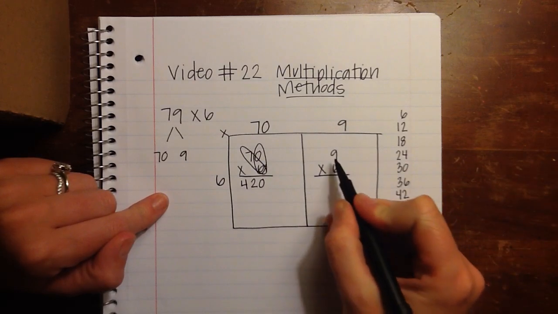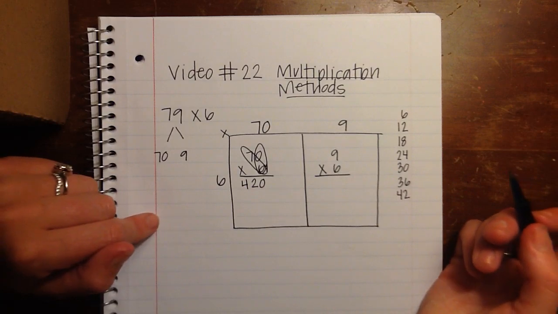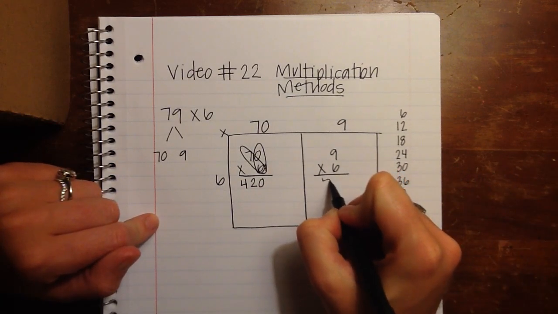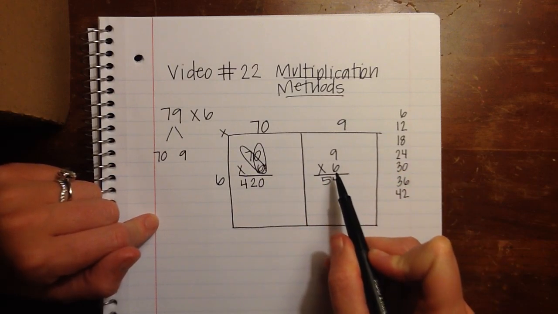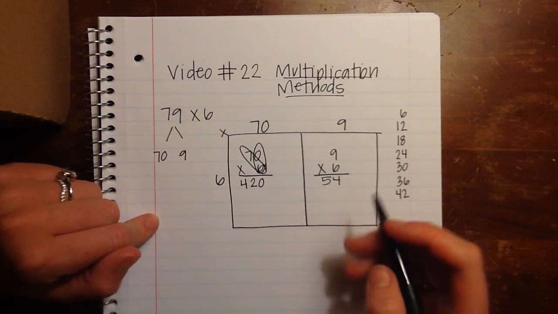And then here is 6, or 9 times 6, or 6 times 9. So you can count by 6s or you can count by 9s. I know that that equals 54. Sometimes what I think is, what's 6 times 10? That's 60 minus 6 equals 54.